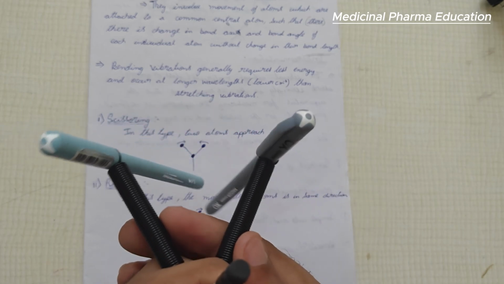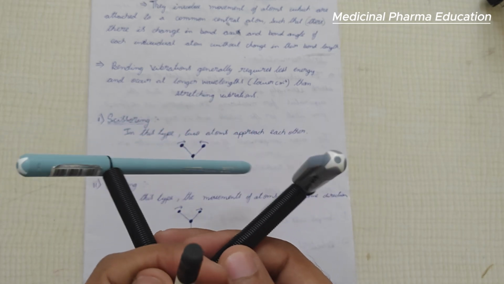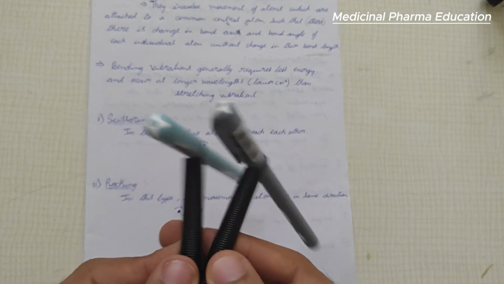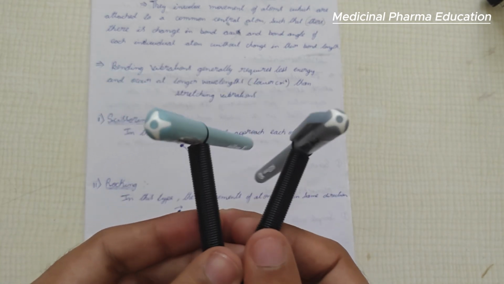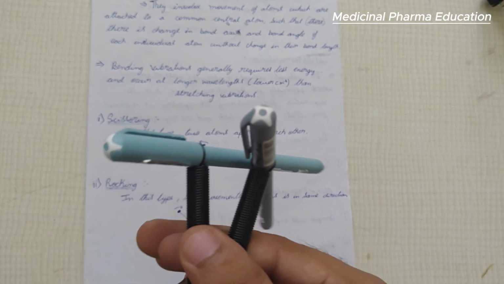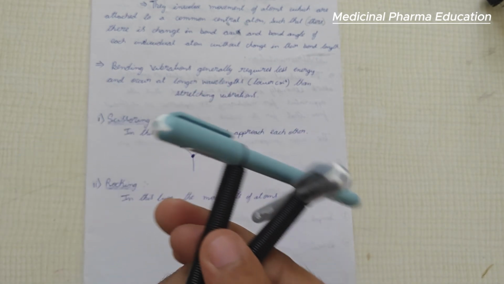Okay, scissoring is nothing but the two atoms are coming closer to each other, like this. Scissoring. Okay, I think you have understood scissoring and rocking. Rocking means they are moving in the same direction, like this way or this way. They are moving in the same directions.